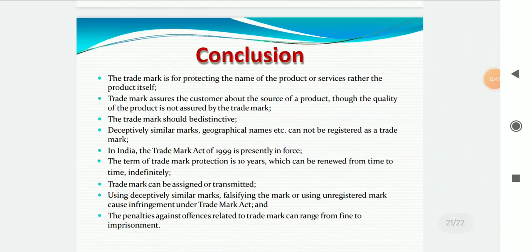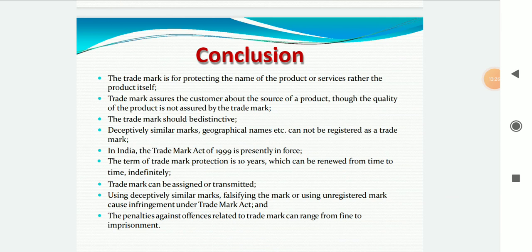The conclusion of this: the trademark protects the name of the product or service rather than the product itself. A trademark assures the customer about the source of the product, though the quality of the product is not assured by the trademark. The trademark should be distinctive. In India, under the Trademark Act 1999, presently in force, trademark protection lasts 10 years, which can be renewed from time to time by paying the renewal fees.